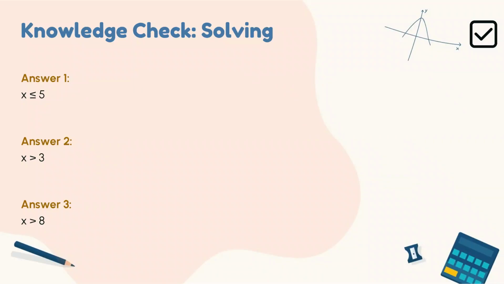For question 3, x over 2 plus 1 is greater than 5. Subtract 1 from both sides. x over 2 is greater than 4. Multiply by 2, so x is greater than 8.